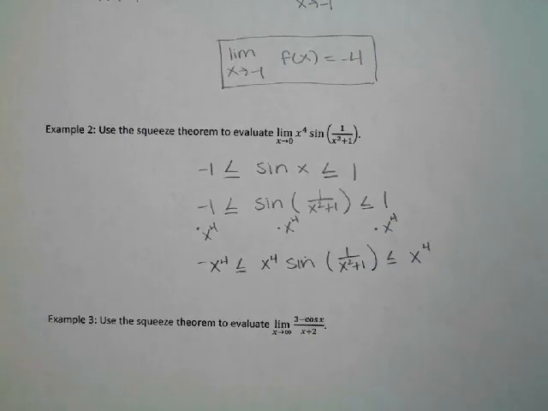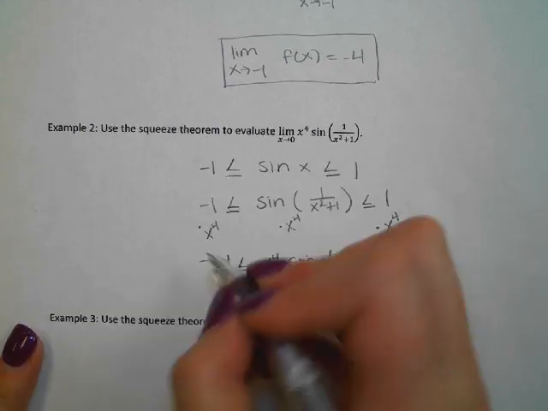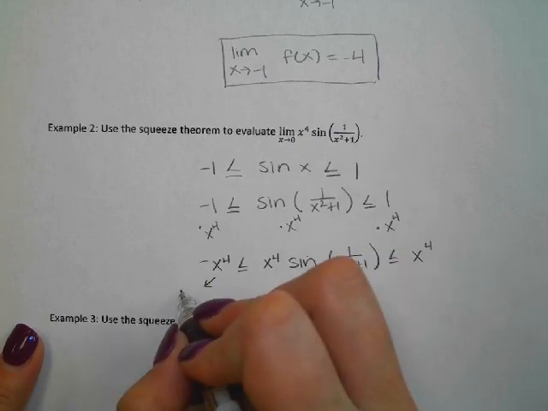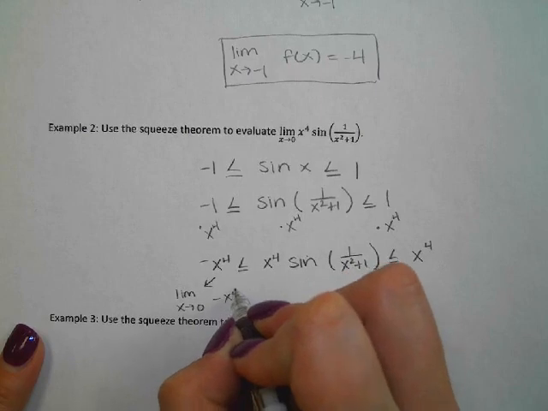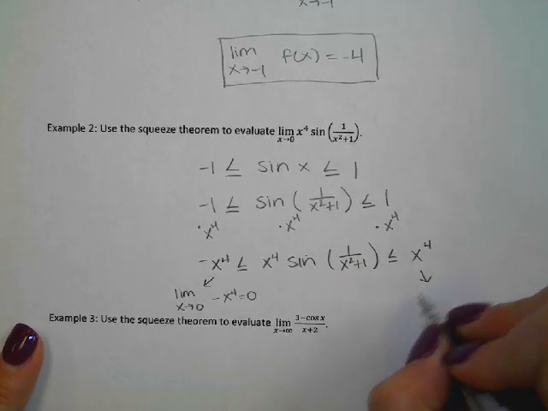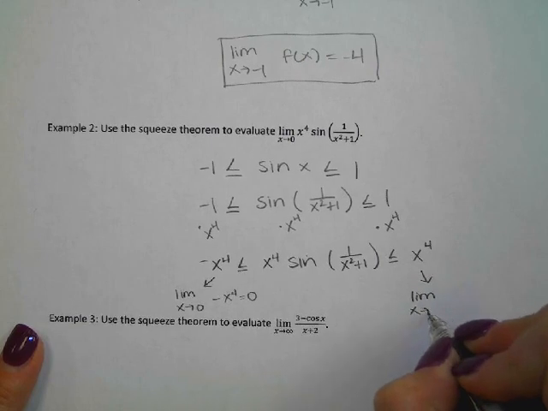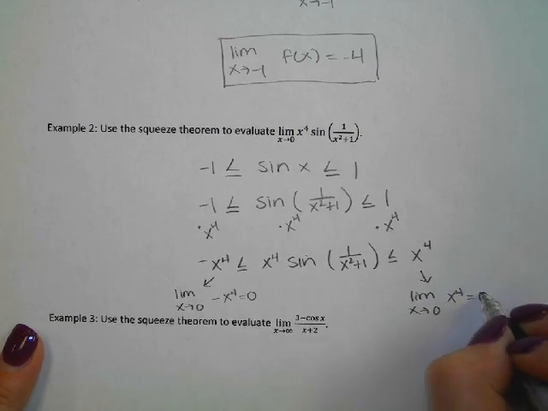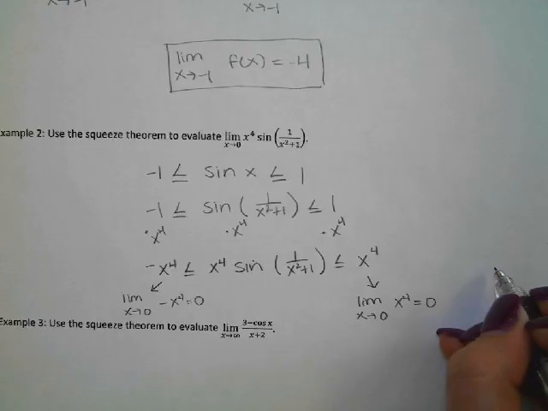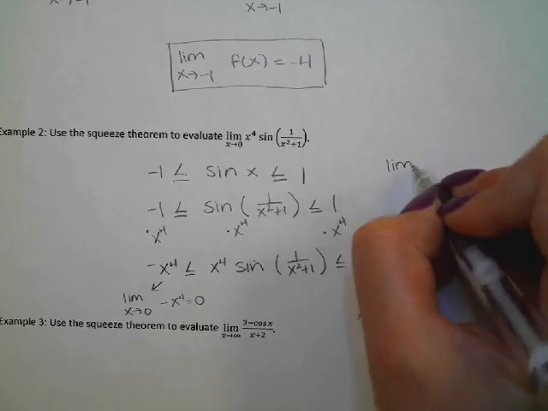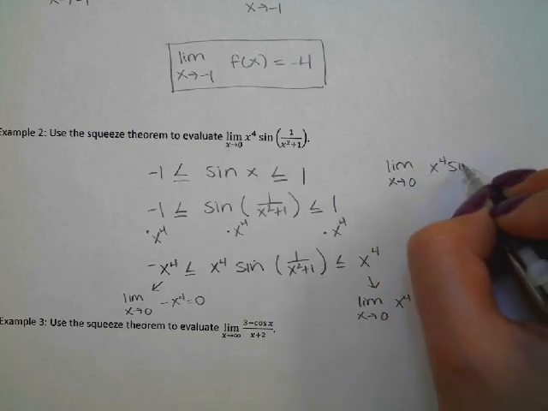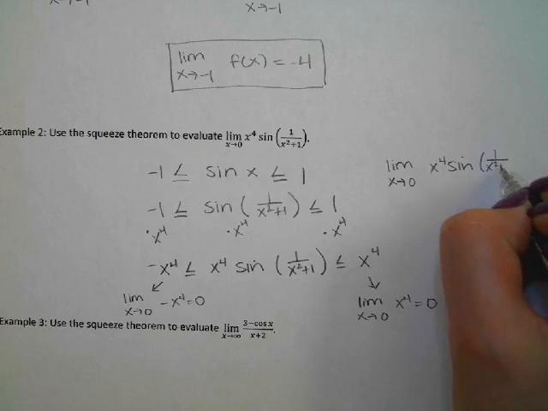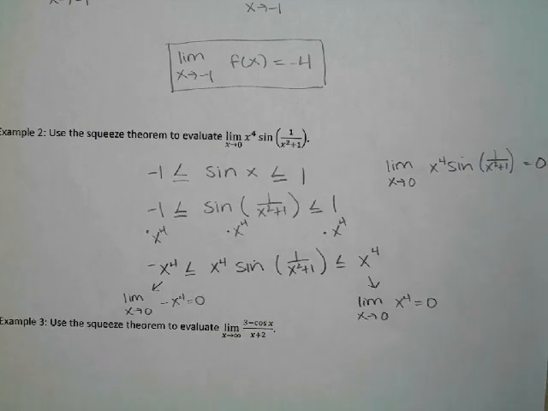All right, so now I can go ahead and use the squeeze theorem to finish this problem. So now I can take this piece and say the limit as x approaches 0 of -x to the 4th is 0. The limit as x approaches 0 of x to the 4th is also 0. And so I can make my conclusion that the limit as x goes to 0 of x to the 4th times sine of 1 over x squared plus 1 is also 0.